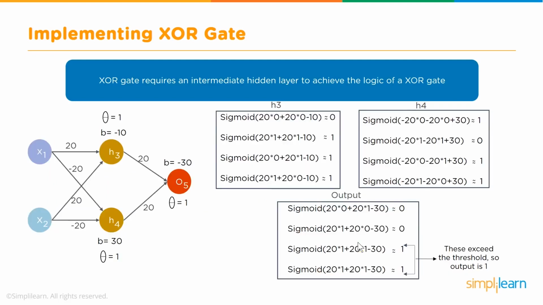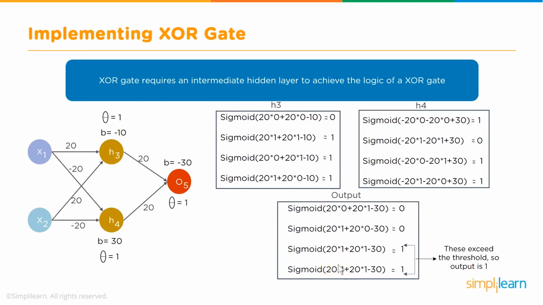So we will see here the numerical calculation. The weights are, for X1, 20 and minus 20, and once again 20 and minus 20. These inputs are fed into H3 and H4. For H3 the values are 0, 1, 1, 1, and for H4 they are 1, 0, 1, 1. If you now look at the final output, where the threshold is taken as 1, if we use a sigmoid with the threshold 1, you will see that in the first two cases it is 0, and in the last two cases it is 1. So this is the implementation of XOR.